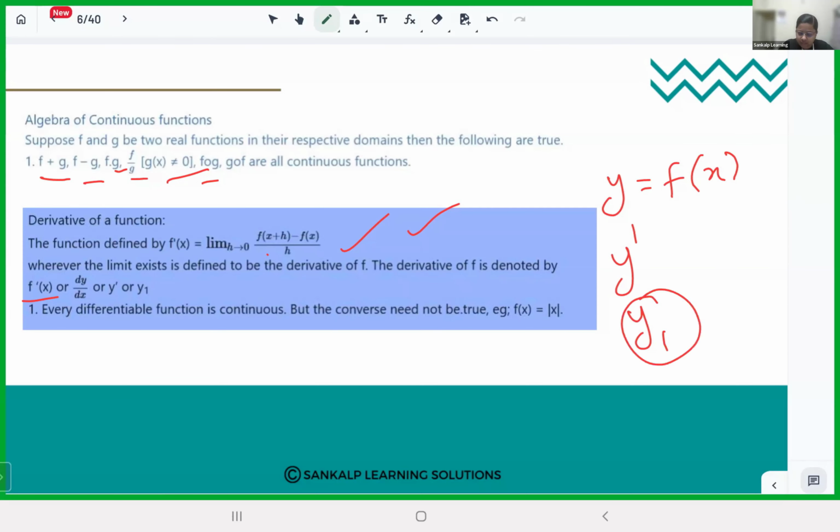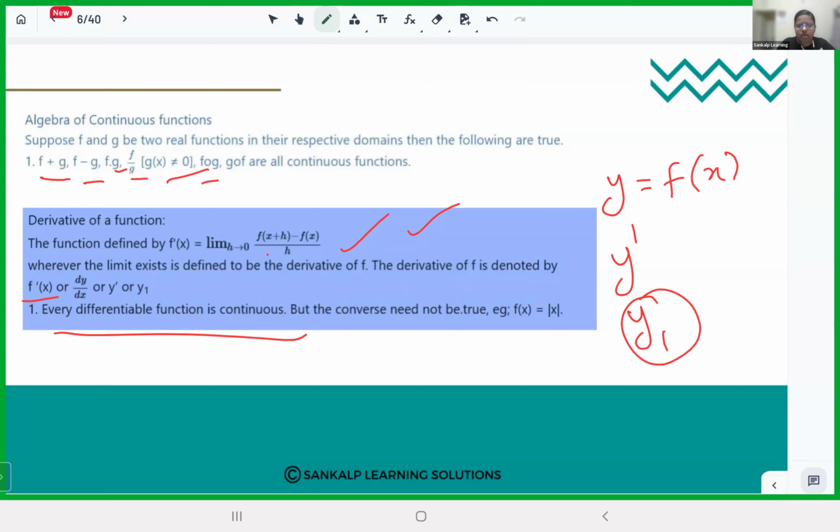So these are the notations of derivative, and we know every differentiable function is continuous. Every differentiable function is continuous, but we can't say the reverse is true. That is, every continuous function is differentiable.